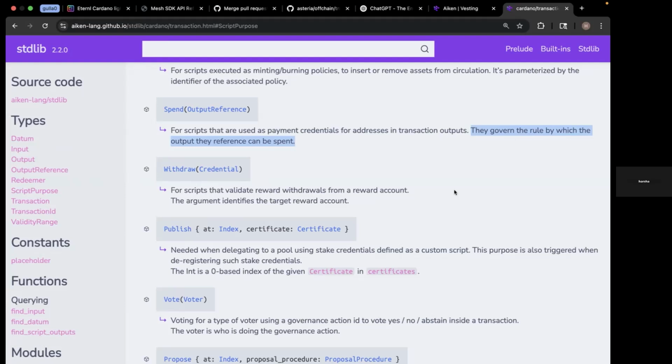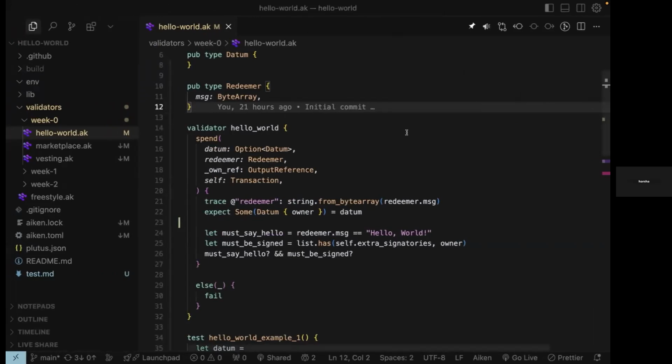Okay, cool. So once we are there, now we have the spend endpoint or spend purpose for the hello world validator, which is a script. The spend purpose is a script. We basically define the logic for spending or not spending.